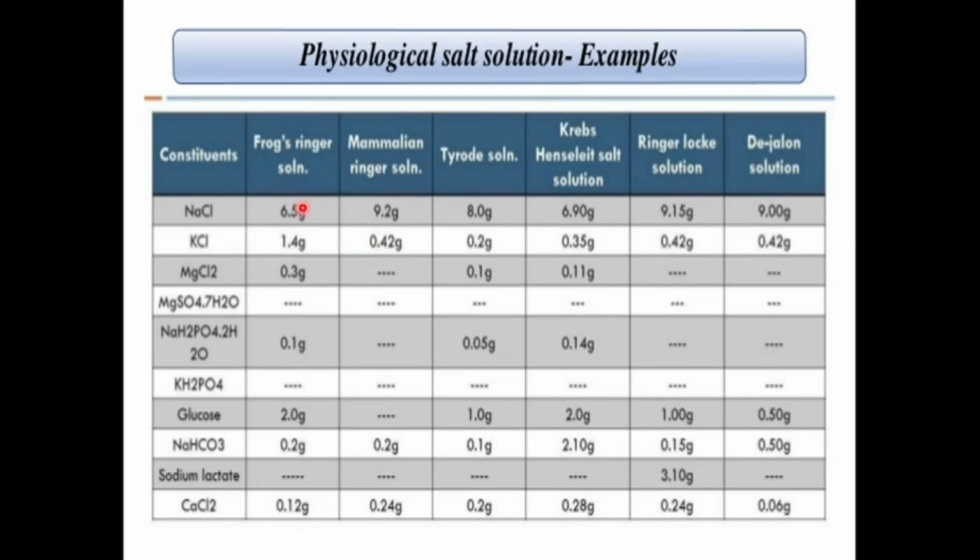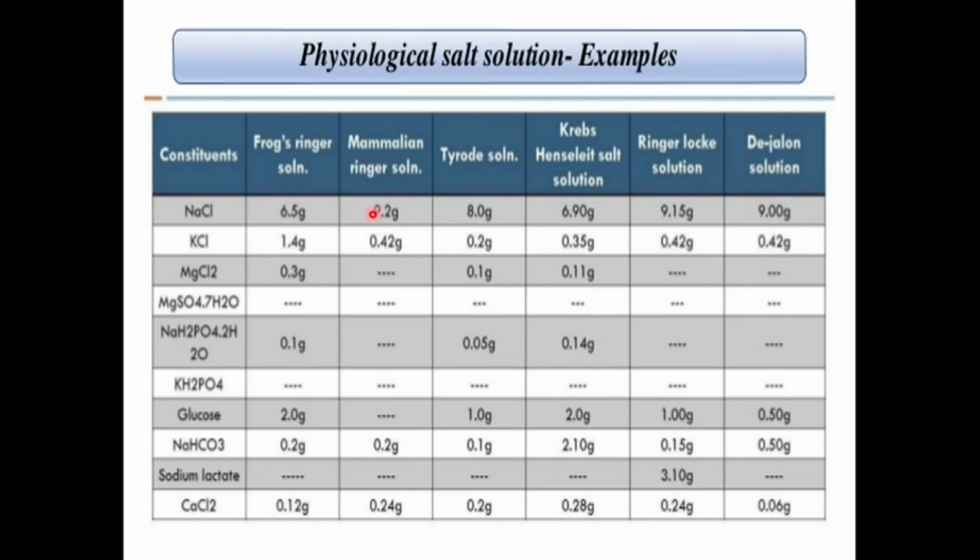So for example, in the case of the frog Ringer solution, take only one constituent among the many constituents which we add in the distilled water. You are adding 6.5 gram of sodium chloride in order to make 1 liter of frog Ringer solution. But in the case of the mammalian Ringer solution, the same sodium chloride you are adding is 9.2 gram. So the sodium chloride quantity is changed for the frog Ringer and the mammalian Ringer solution.